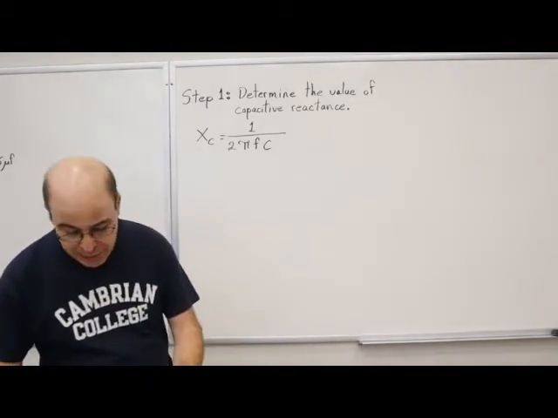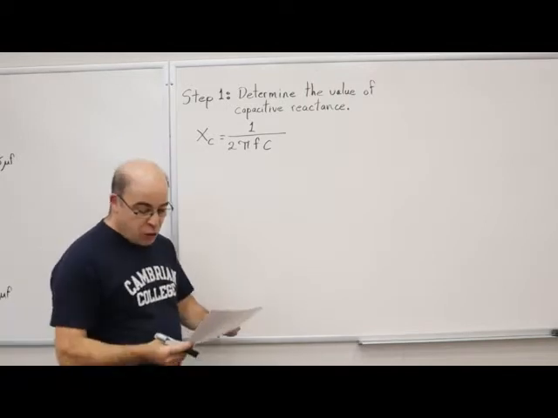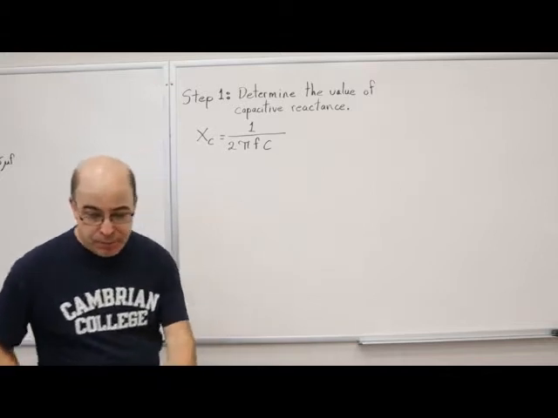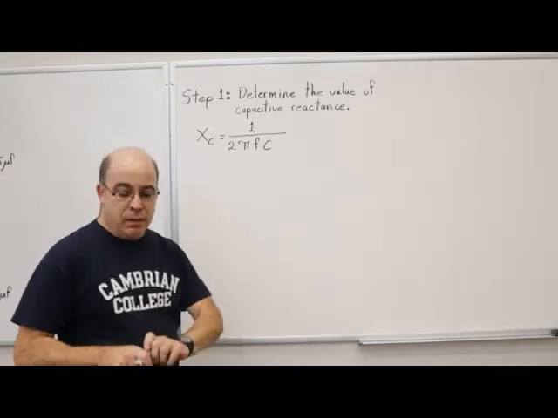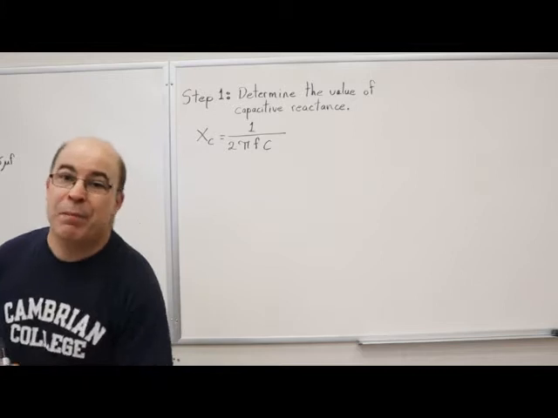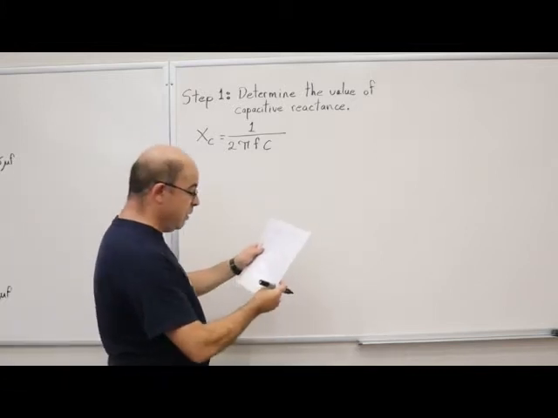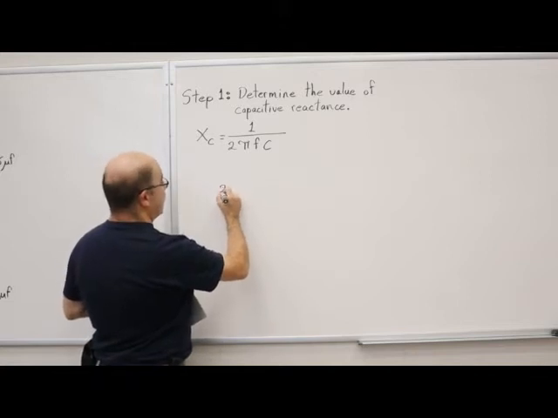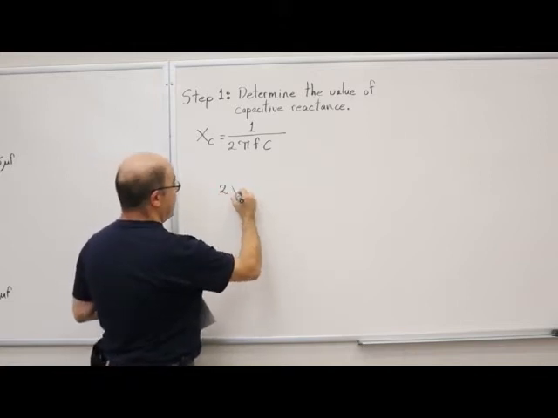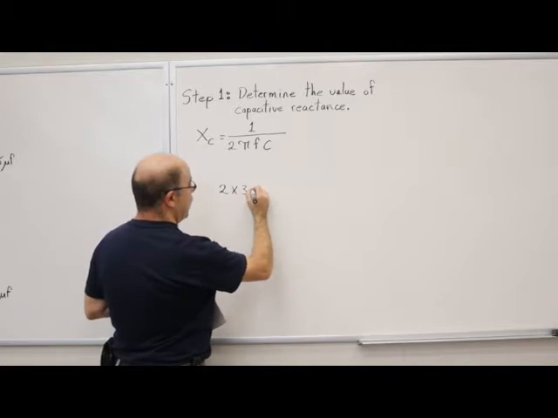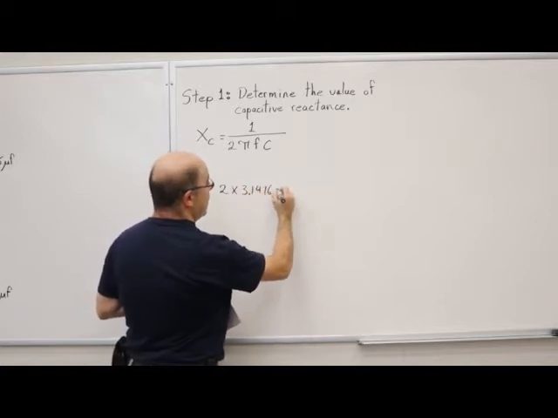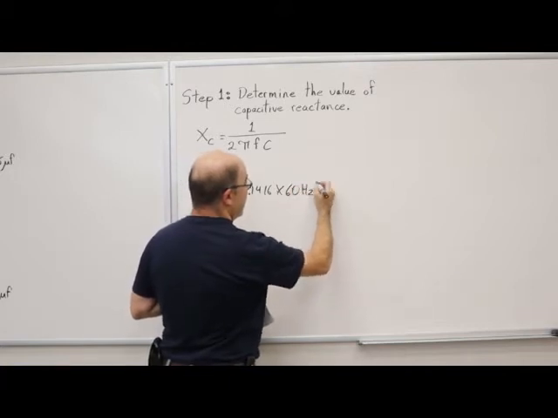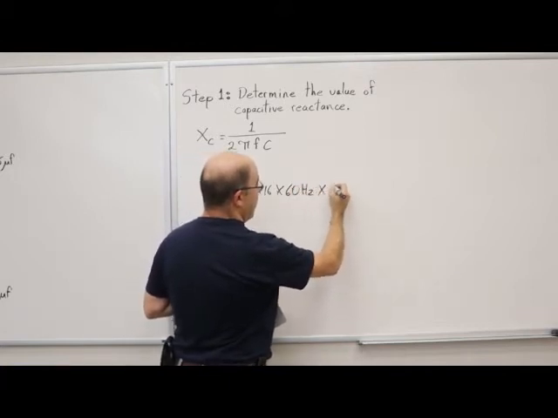Now, a lot of people kind of get hung up on this, and I've got a surefire way of making things as simple as I can make it for you. First things first, take my marker, my cheat sheet, and let's get started. Now, putting in our values, 2 times 3.1416 times the frequency, 60 hertz, multiplied by the value of capacitance.